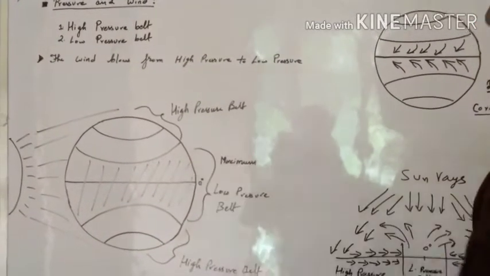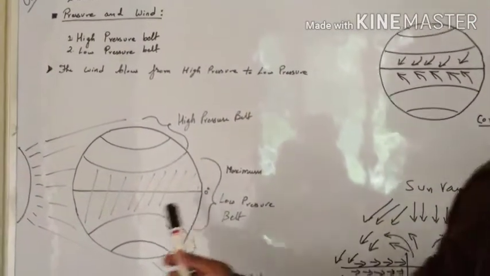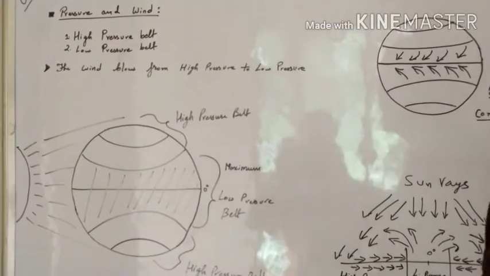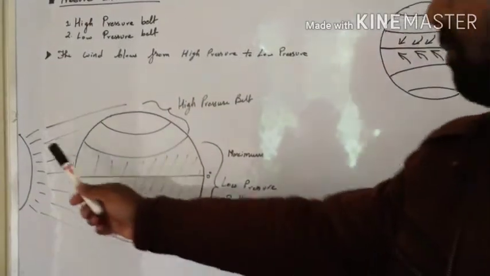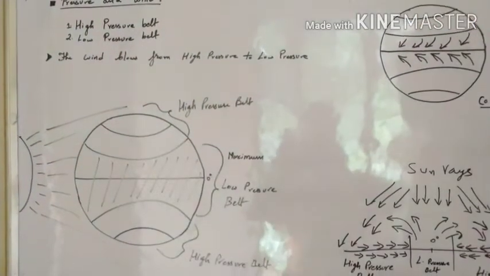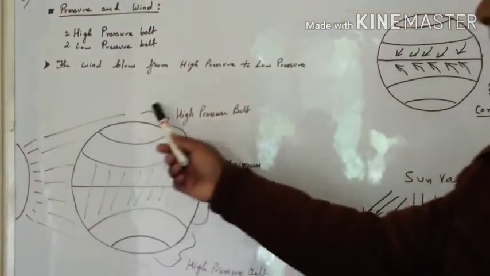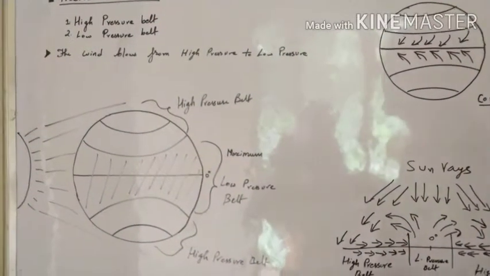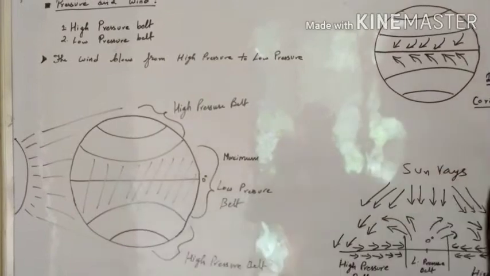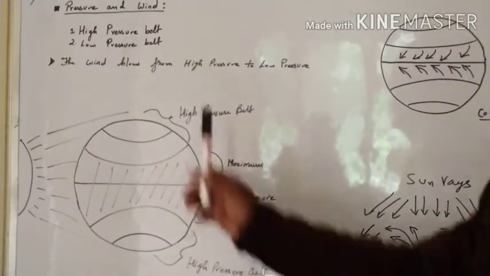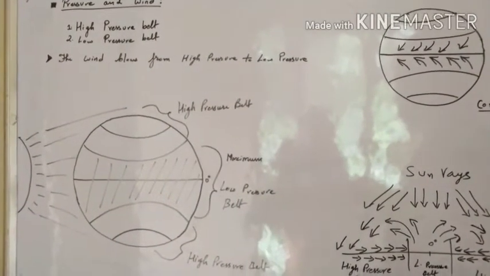Now let us understand the high pressure belt. As we have already discussed the low pressure belt, now we need to understand the high pressure belt. We know that the sun rays directly fall on the equator, but they do not fall directly towards the poles. There are the slanting rays of the sun, so these regions mostly remain cooler in comparison to the equatorial region. That is why the air out here is in maximum.